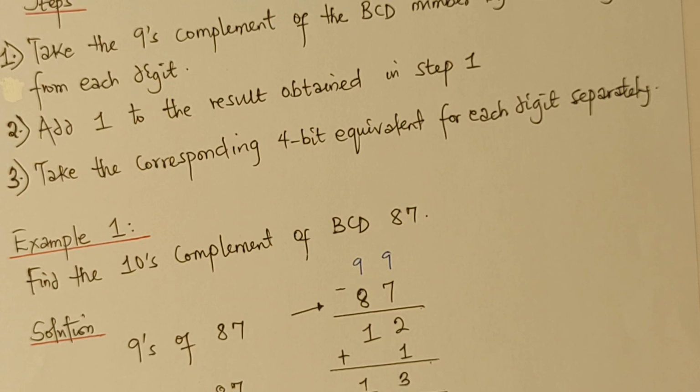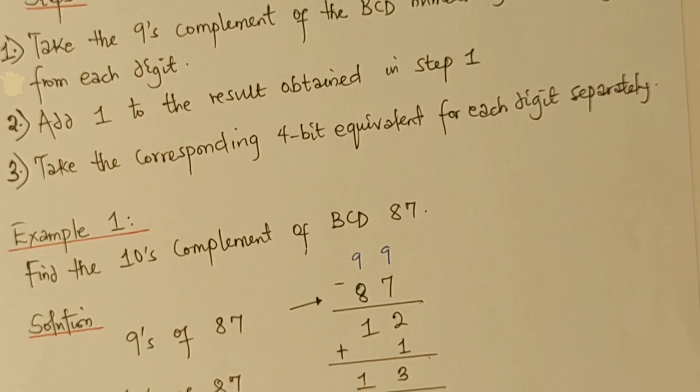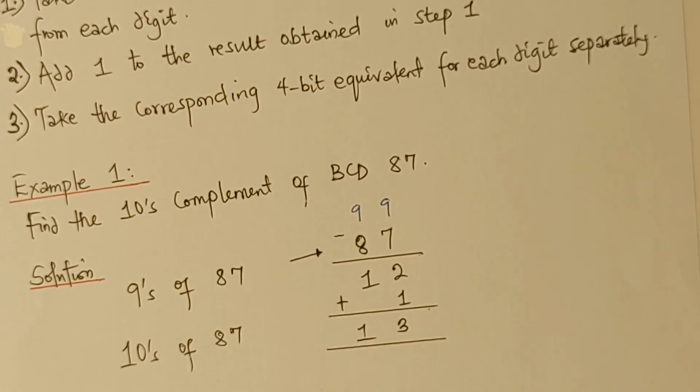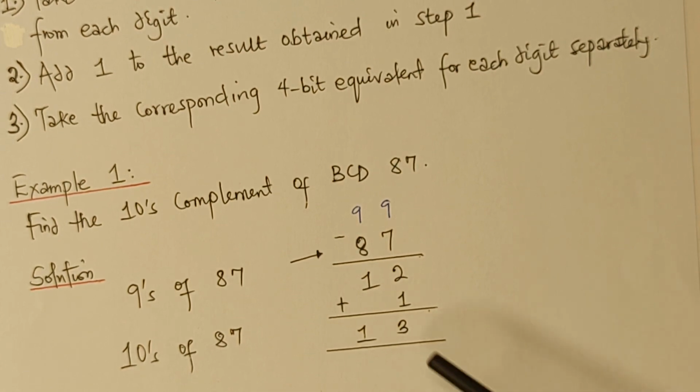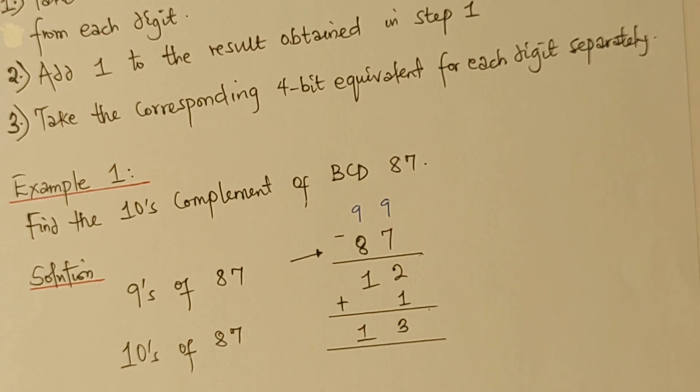Now, this takes us to step 2, which says add 1 to the result obtained. It means we're going to add 1, and when we add 1, that takes us to the 10th complement. So when we add 1 to this, we have 12 plus 1, which will be 13. We are not going to stop here because we are not dealing with just 10th complements. We are asked to find the 10th complement of the BCD. So this takes us to step 3, where we are going to consider the BCD. In this case, we are going to consider the corresponding 4-bit equivalent for each digit. So let's proceed with the next step.